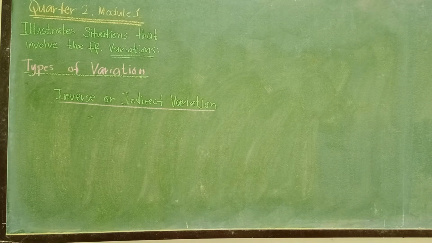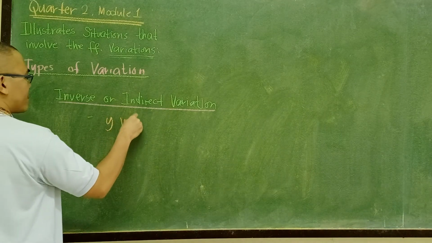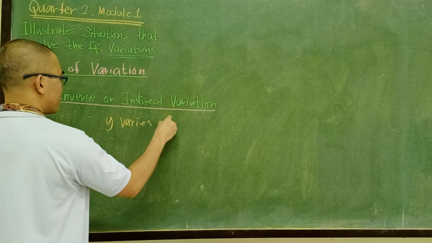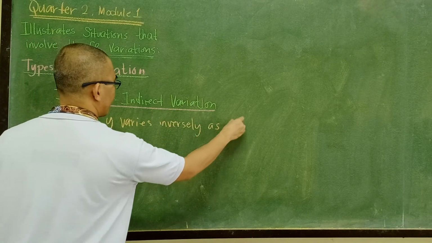Now, the next type of variation is inverse or indirect variation. So what is inverse or indirect variation? If two variables x and y are related such that when x increases in a given ratio, y decreases in the same ratio, then it is said that y varies inversely as x. So sinusulat natin ito sa mathematical statement na y varies inversely as x.